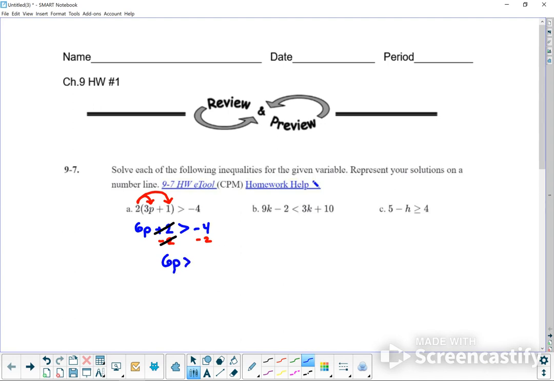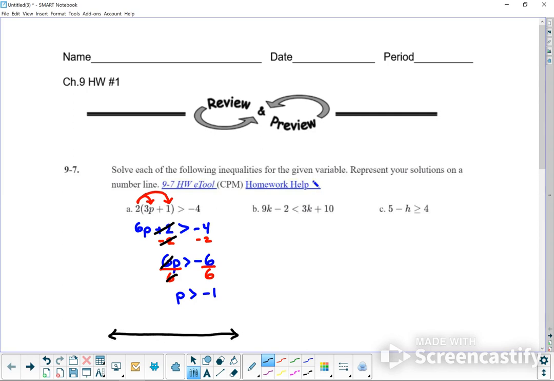Now all we have to do is figure out what -2 and -4 added together makes: -6. And now we're just going to wrap it up and divide both sides by 6 to get rid of that 6. We finally have p greater than, and then you got to figure this out. -6 divided by 6 is -1. Right? So our answer is p is greater than -1.